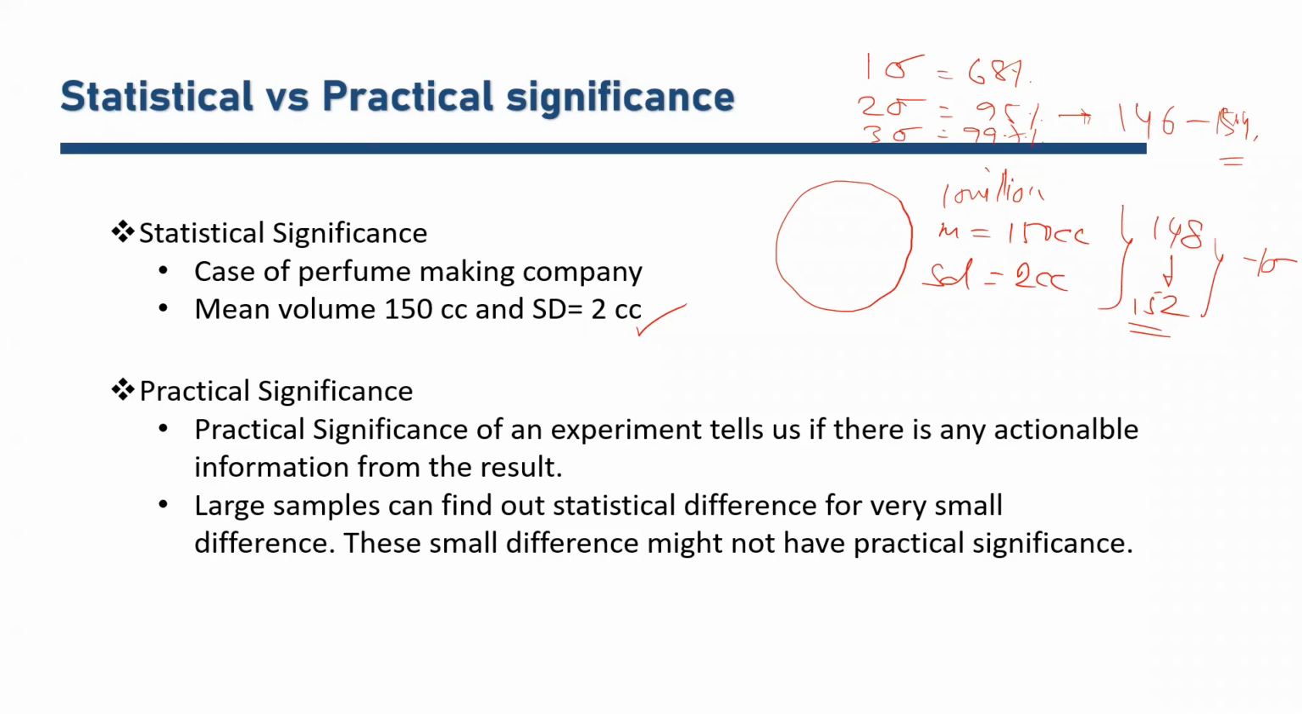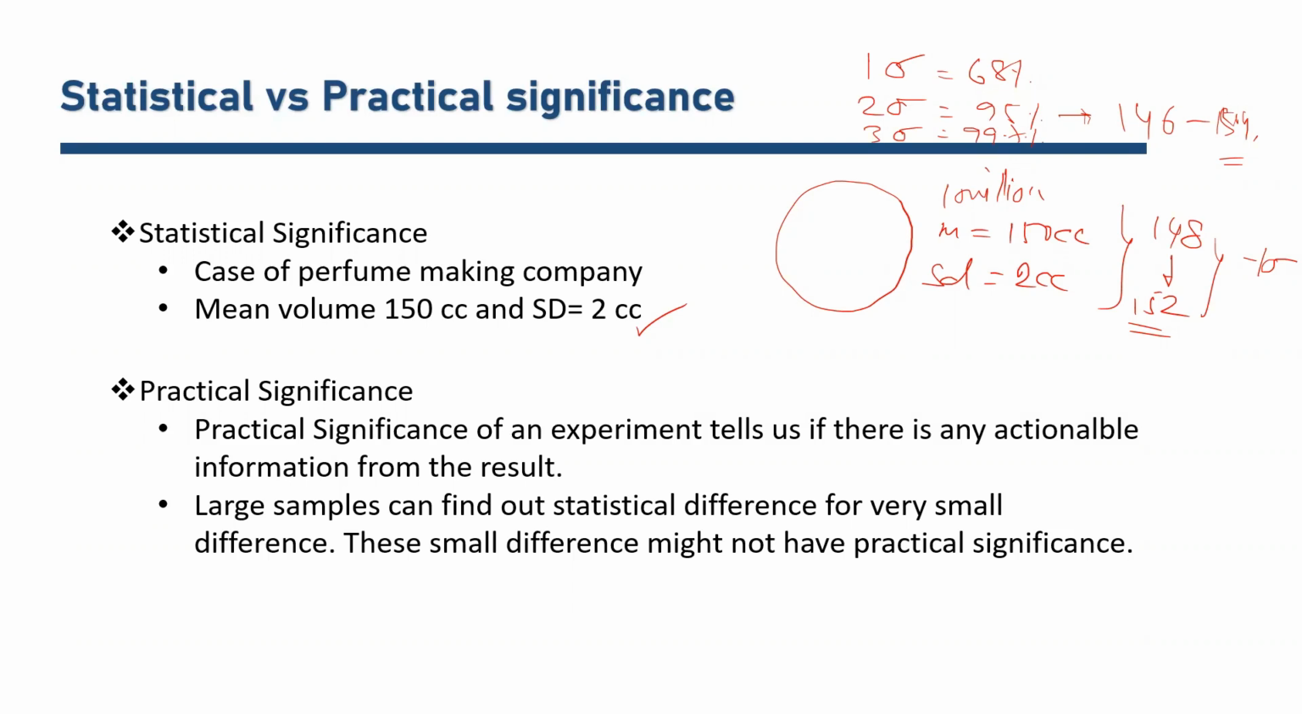Now, assume that things have changed, right? When we are looking into practical significance, we say that assume that things have changed in the machine and the volume is not 150 cc now, and that is what we want to check by taking some samples, or we will perform some experiments, and based on these tests we can confirm whether the volume has changed or not. So the result of these tests will tell whether the mean has changed significantly, and this is statistically significant, right?